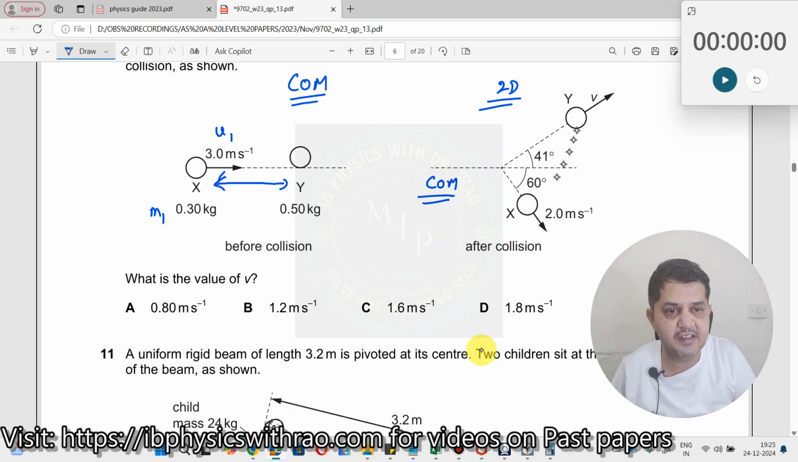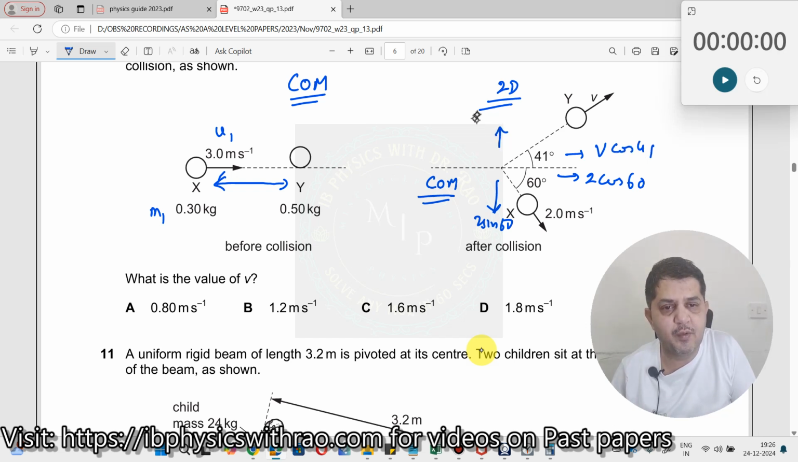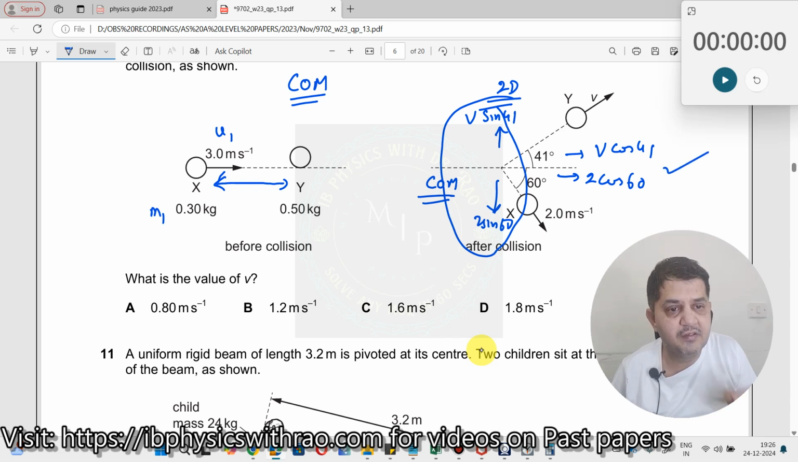Now we understood the logic. This is the velocity v, and what you do is resolve this velocity along the line of impact. Along this line, this could be 2 cos 60 and this could be 2 sin 60. I am not bothered about that one. Similarly here, this should be v cos 41, and again you can resolve this also, v sin 41. But do not equate these two. This is not required for you. You are only supposed to do this one here.